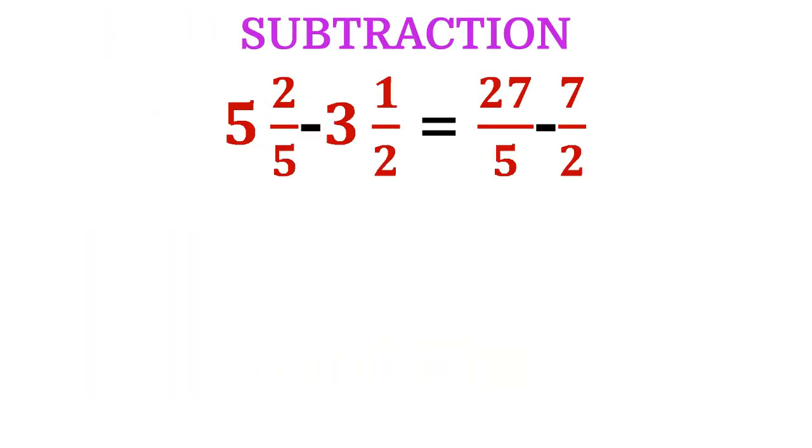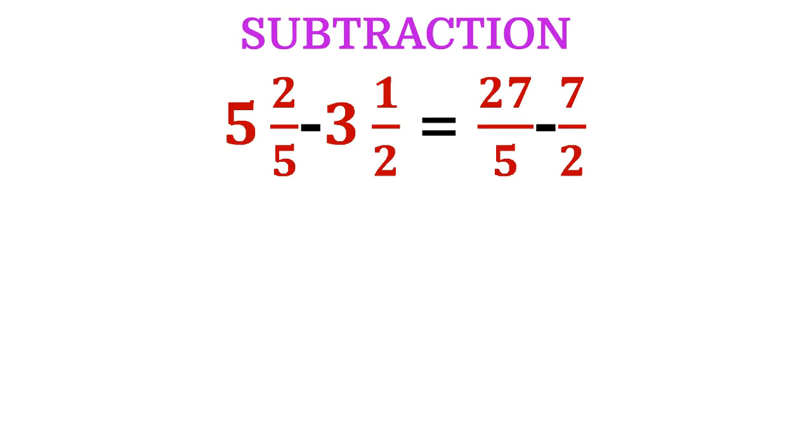Now, if the fractional parts are like fractions, then they can be subtracted using the method for subtraction of like fractions. And if unlike fractions, then they can be subtracted using the method for subtraction of unlike fractions. As here the fractions are unlike fractions, we have to change the denominators of both to 10 and get the like fractions 54 by 10 and 35 by 10.